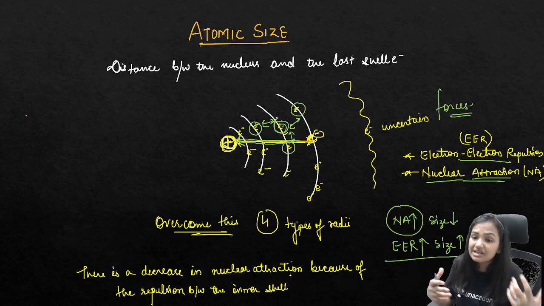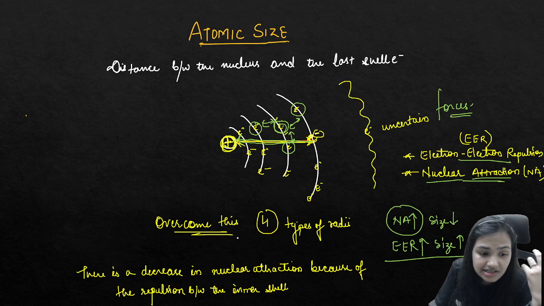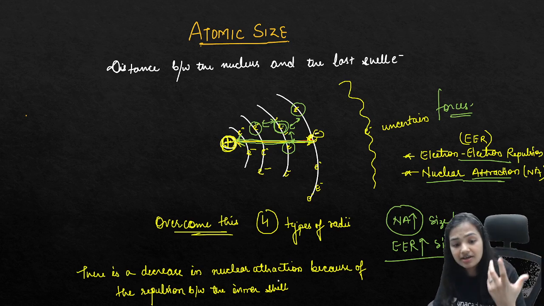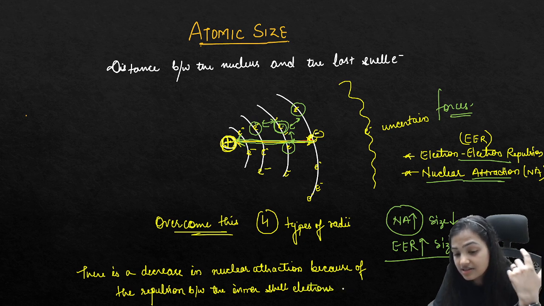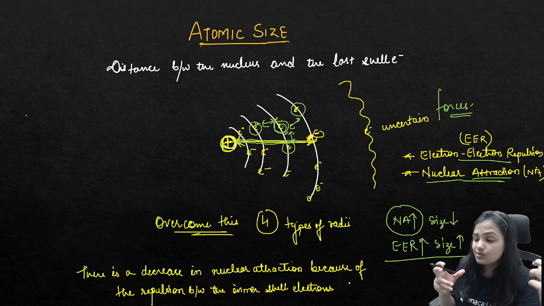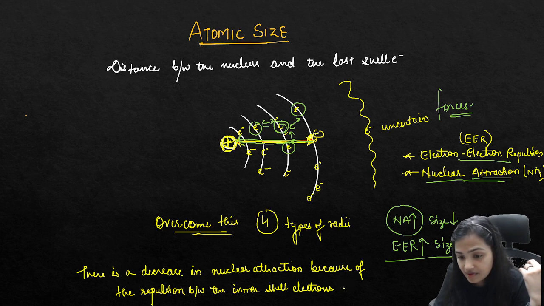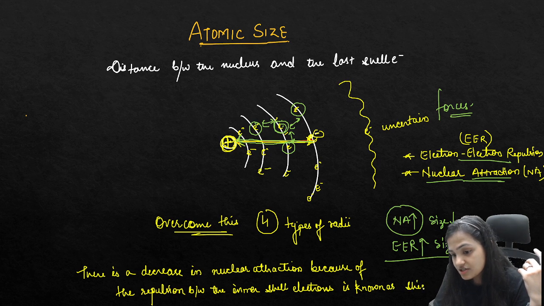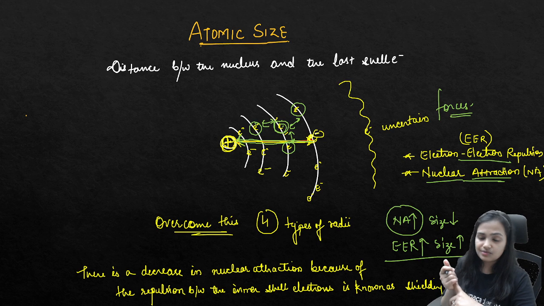The nuclear attraction ultimately decreases because of the repulsion, because at the same time they are repelling, so this nucleus will not be able to attract this last electron. There is a decrease in nuclear attraction because of the repulsion between the inner shell electrons, and this decrease in nuclear attraction is known as the shielding effect. If you want to know more on the shielding effect, you can watch my other video which is specifically on the shielding effect and the Z effective, that is, the effective nuclear charge.